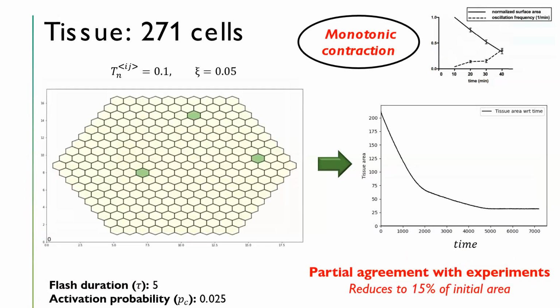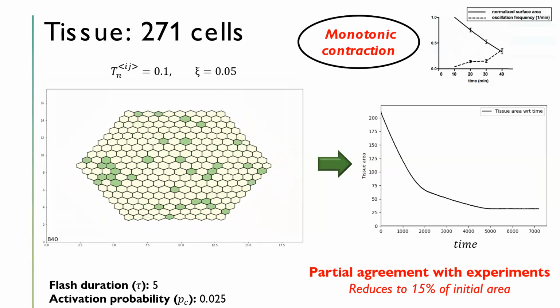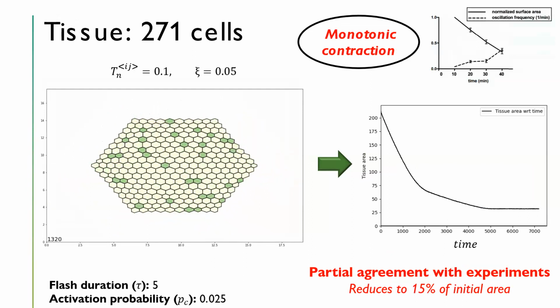For 271 cells, at the single cell level you'll notice pulse contractions, but the tissue on the whole has a monotonic decrease in area.